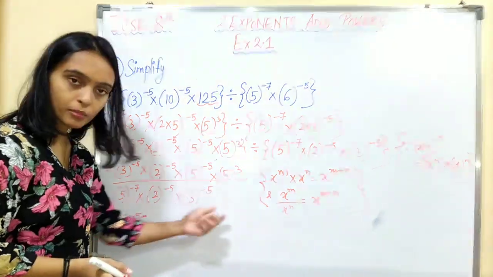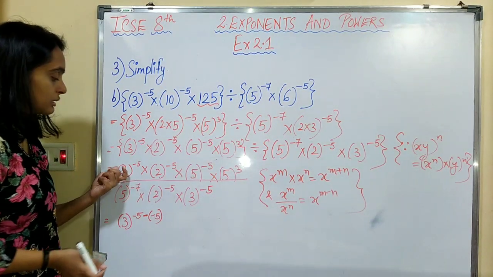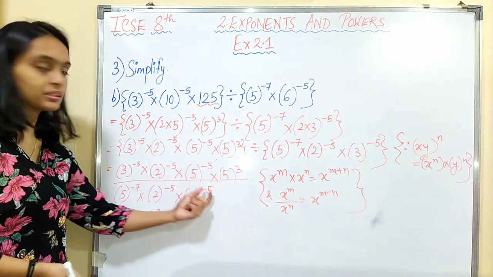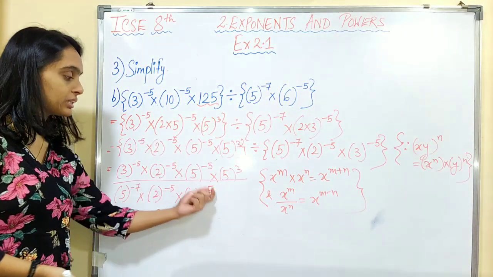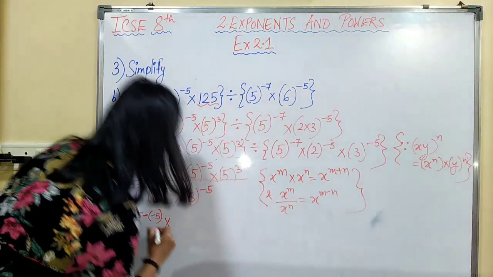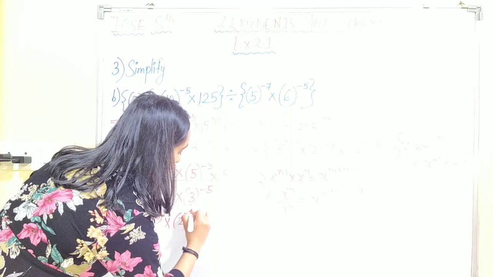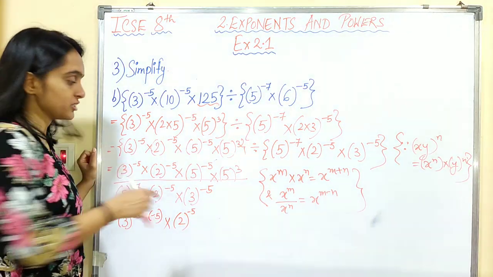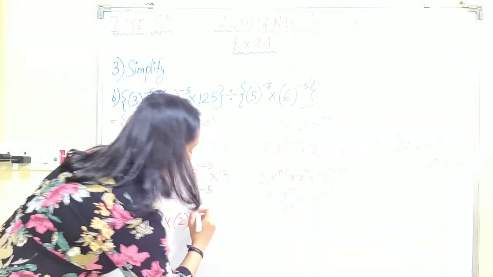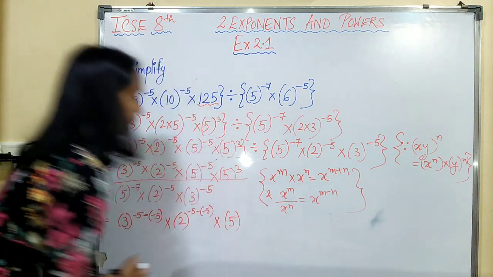Minus of minus. By using this law, x raised to m divided by x raised to n, it will be x raised to m minus n. So m is minus 5 and n is also minus 5. Minus 5 minus of minus 5. Multiplied by, now for 2 we will take here, minus 5 minus of minus 5. m minus n, so m is minus 5 and n is also minus 5 here. So minus 5 minus of minus 5 multiplied by, for 5 now we will take.